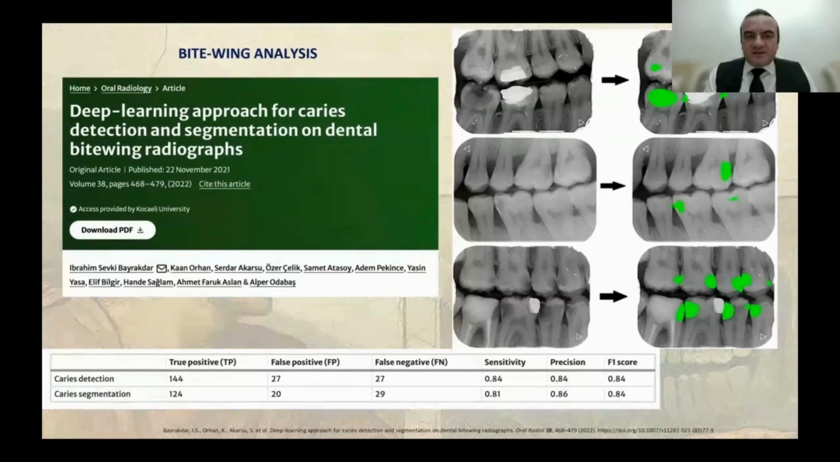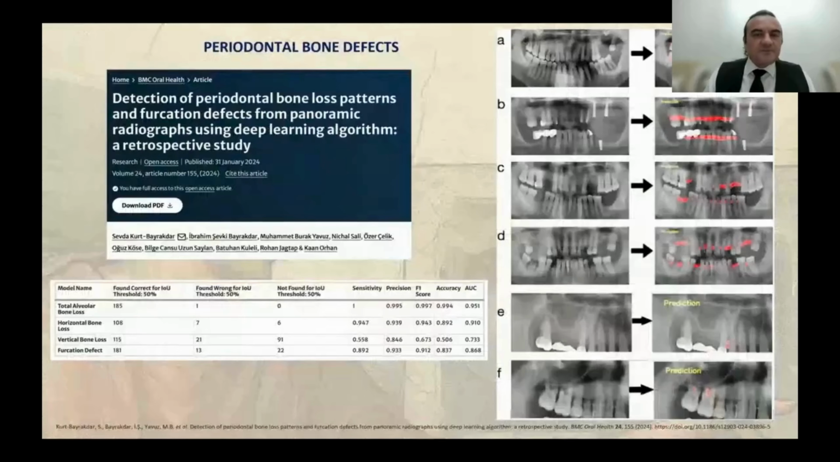So we generated different kinds of algorithms using a deep learning approach for the detection and segmentation of dental bitewings. For this study, we both segment the caries lesion and classify it, and you can see the sensitivity, precision, and F1 score are quite high. As the algorithm continues to be fed from different bitewings and different cases, it grows and grows, and these scores will get close to 1 anyway.